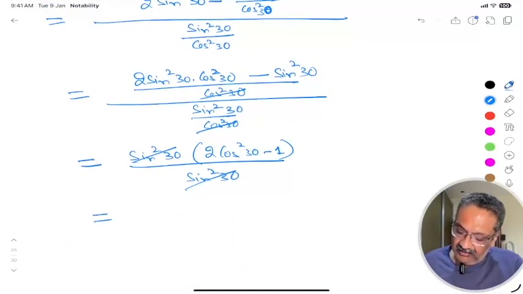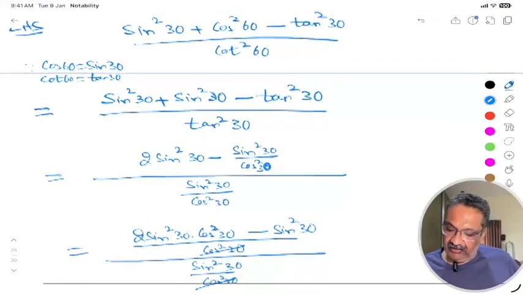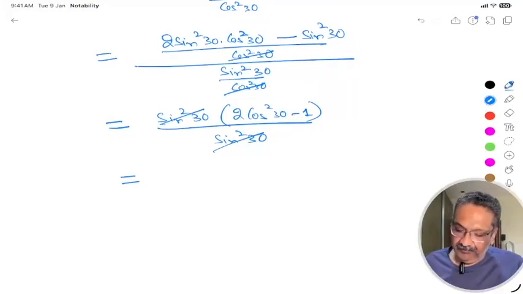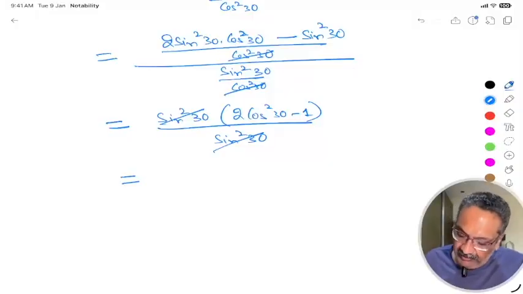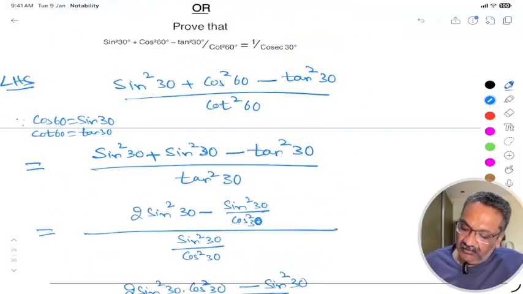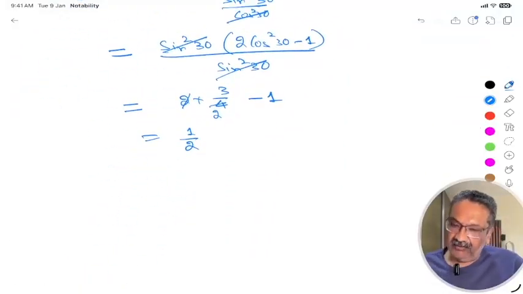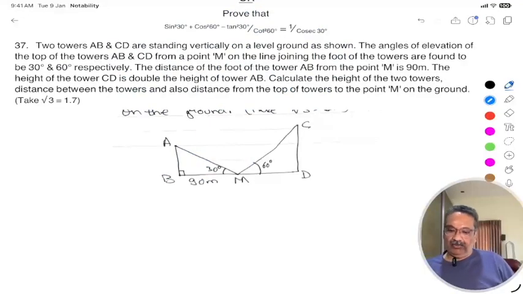So what is cos square 30? Cos square 30 will be root 3 by 2 whole square, which is 3 by 4. So 2 into 3 by 4 minus 1, which is equal to 3 by 2 minus 1, which is half. So we also get 1 by cosecant 30. Okay, this is another way of doing this. Now let's come to the next question.